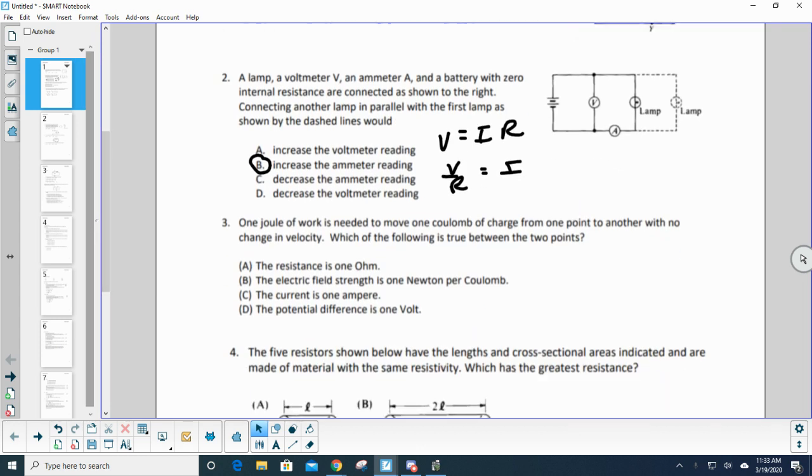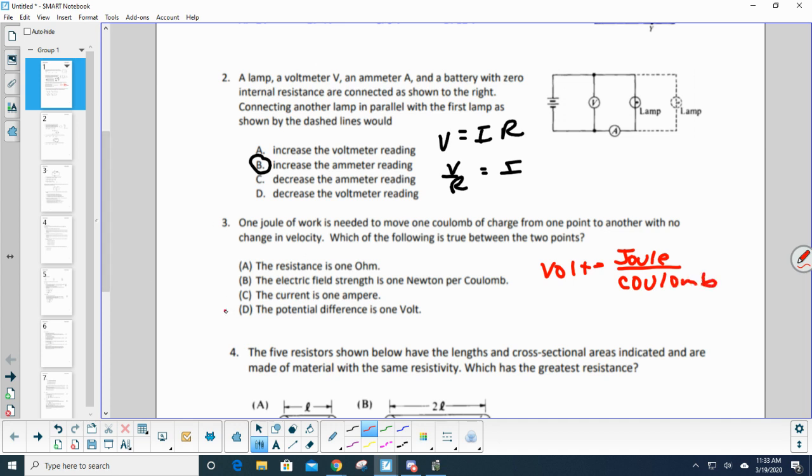On 3, what you have to remember is a volt. That's like voltage. Volt is what we say for potential difference. That's a unit for it. But you have to remember that's a joule per coulomb. And if it's a joule per coulomb, if we are taking 1 joule of work needing to move 1 coulomb, we're not speeding up or slowing down. We're going at a steady pace. That means we are going to get a potential difference of 1 volt.